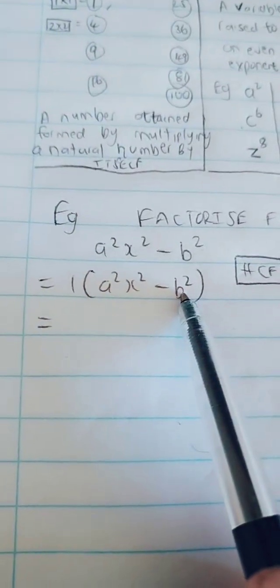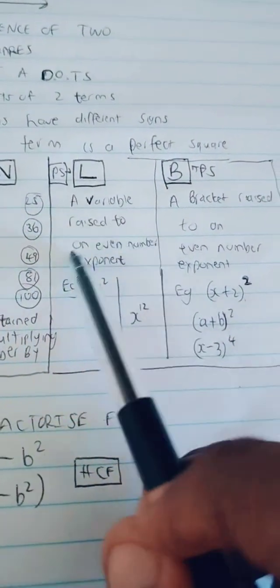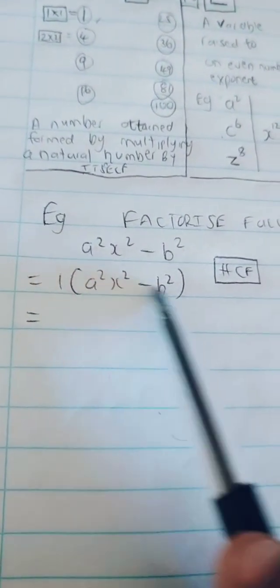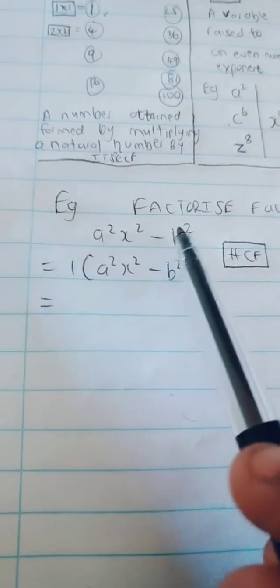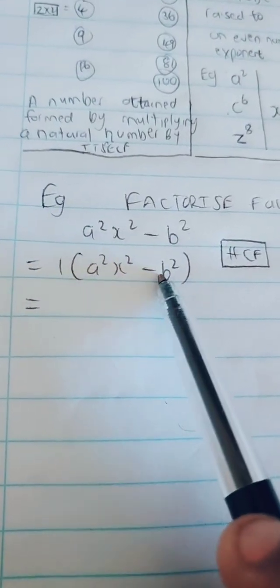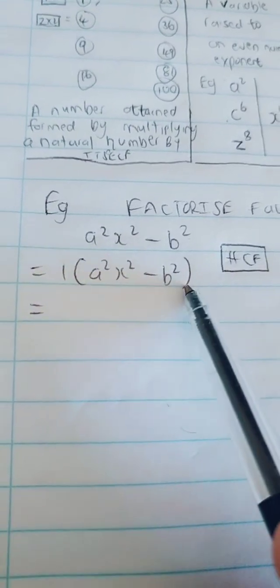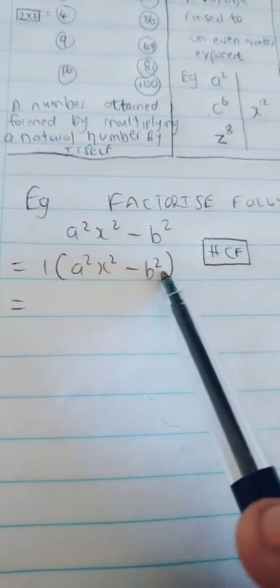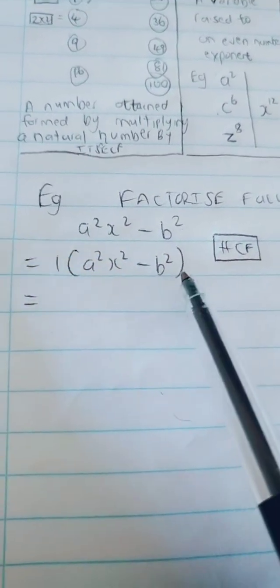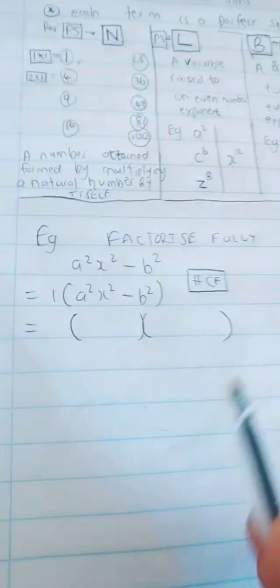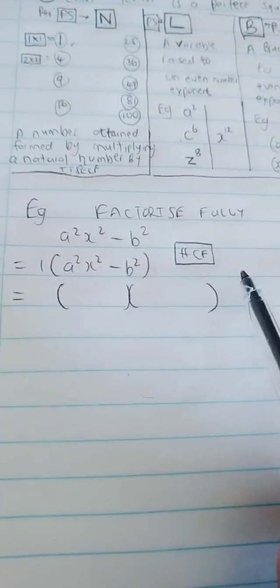Let's look at b squared. Is it a perfect square variable? Yes, a variable raised to an even number exponent is a perfect square variable. So what do we then have in this bracket? We have a difference of two perfect square terms. So what do we do when we factorize a difference of two perfect squares?